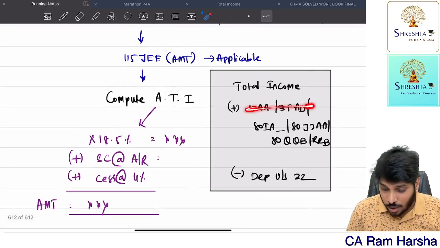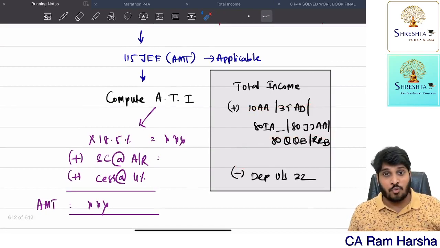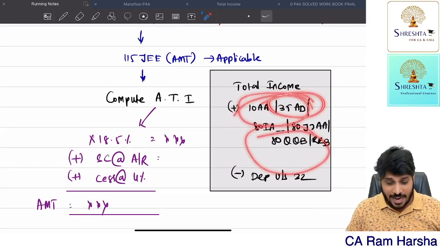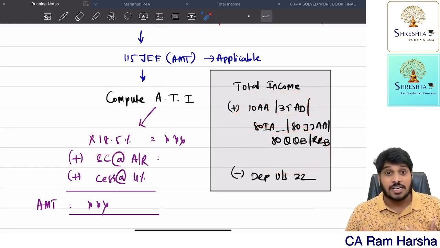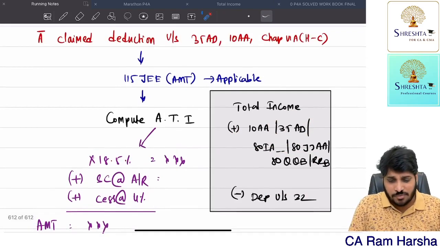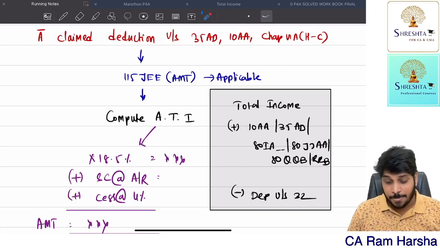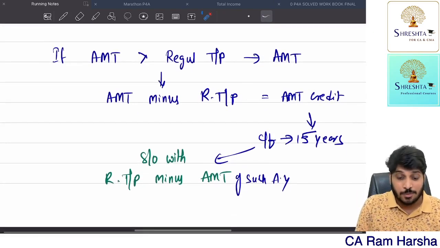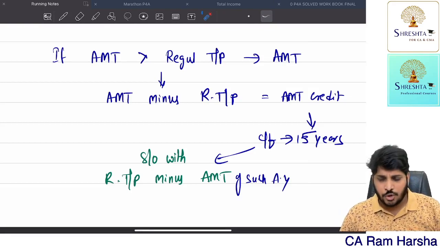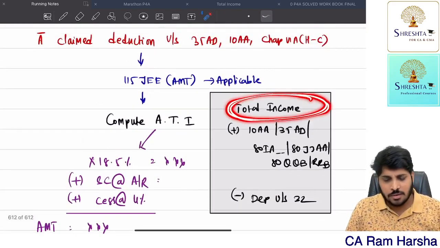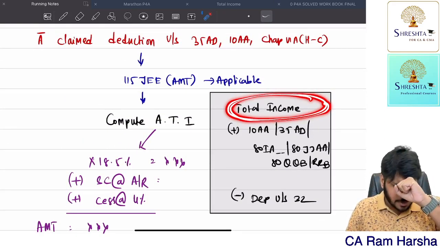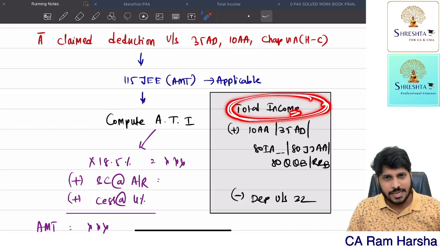Sir, whatever deduction I'm claiming, you are adding it back. Then what is the purpose of these deductions? You are again adding back and the department is collecting tax. What is the purpose of 35AD, 10AA, all this? Useless? No. What the department is saying is, generally, you compute the regular tax by applying 35AD, 10AA, whatever is applicable, and you compute total income. Getting the point?